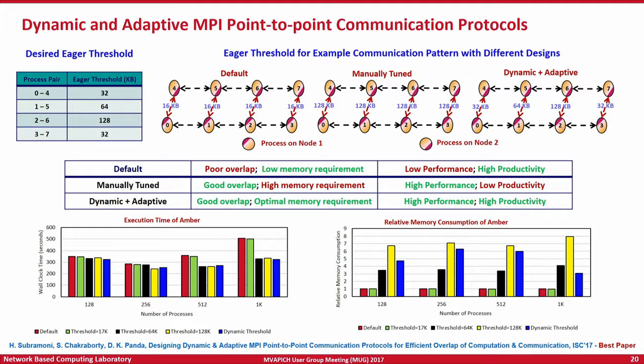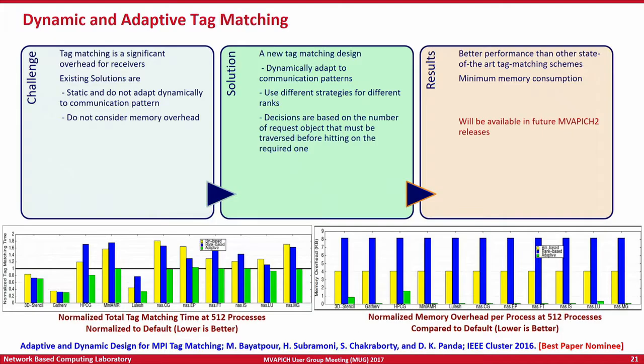So I'll skip over the tag matching because Dr. Panda already referred to that in his talk earlier. So these are some intra-node point-to-point performance numbers we get with our communication schemes on the ARM systems. Here we compare MVAPICH2 and OpenMPI, and as you can see, we get pretty good performance with MVAPICH2 for small and large messages for bandwidth and latency when compared to the latest stable version of OpenMPI.